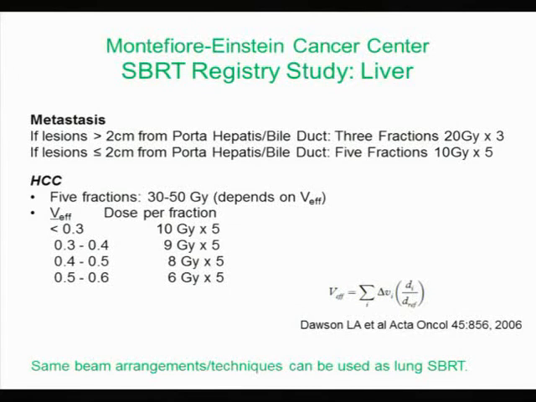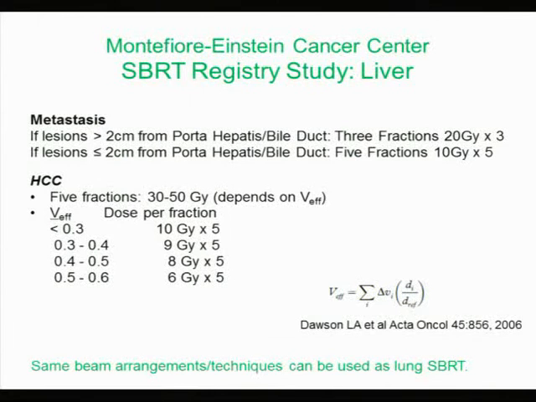And for the liver, we have different protocols for mets, liver mets, 20 gray times 3 protocol and 10 gray times 5, depending on where the mets is located relative to the bile duct, porta hepatis junction or so. And we also have a protocol for hepatocellular carcinoma with 5 fractions with 30 gray to 50 gray, depending on the V effective according to Laura Dawson's protocol. We find that from the treatment planning point of view, the same kind of beam arrangement can work. So say, for example, a liver case mostly located in the right lateral, then you can use 3 partial right lateral arcs to achieve your planning objective.